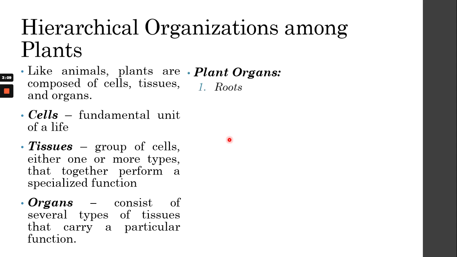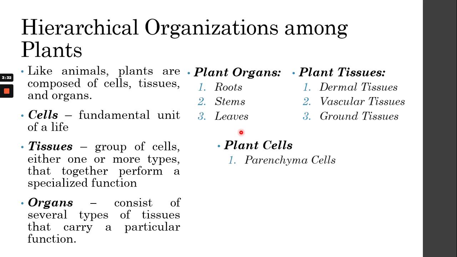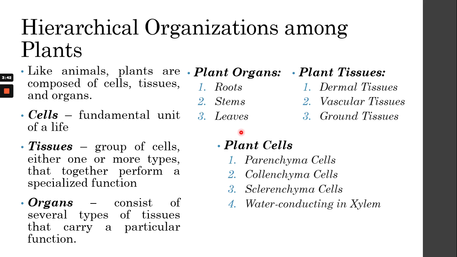For plant organs, we are going to talk about roots, stems, and leaves. As for the tissues that make up these organs, we are going to talk about dermal tissues, vascular tissues, and ground tissues. Lastly, we are going to talk about the most common plant cells, which include the parenchyma, collenchyma, and sclerenchyma cells, which are the main cells, and then two more specialized cells: the water-conducting cells found in xylem, and the sugar-conducting cells found in phloem. So this is the summary of what we are going to discuss today. Let's start our discussion with the plant organs.